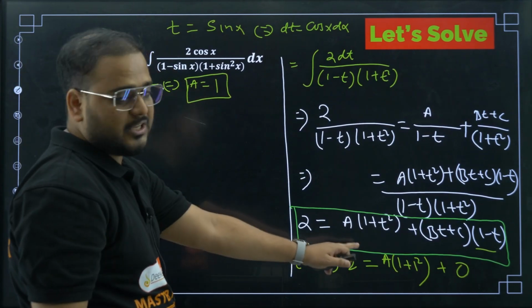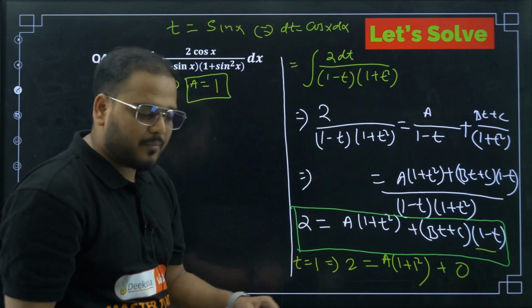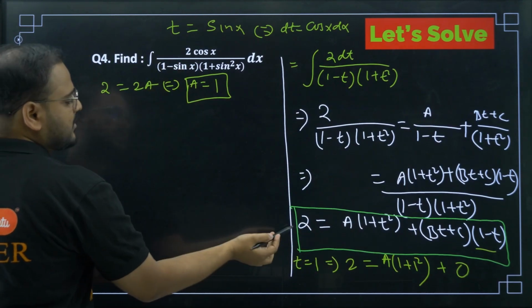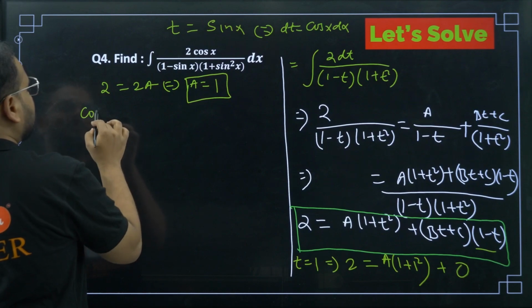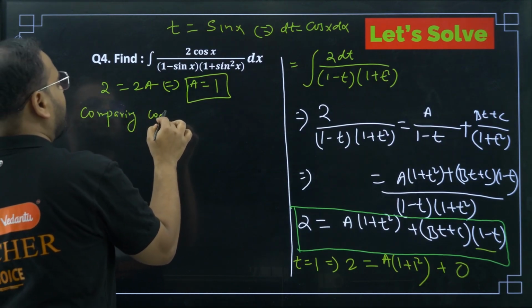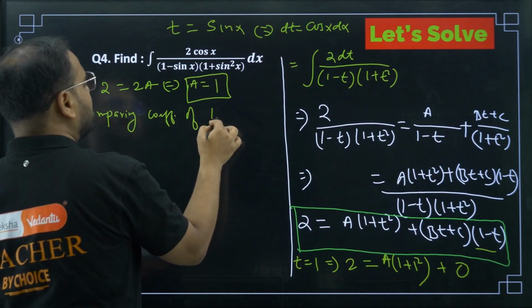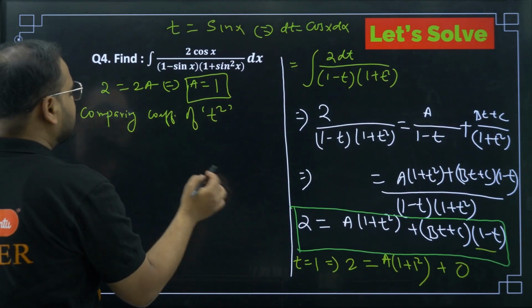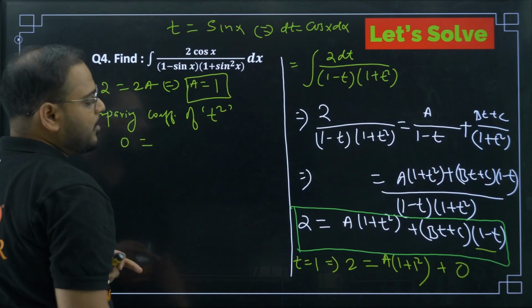I'll compare the coefficient of t square. There's no t square on the left, so that's why I'll compare it. Please check. What's the coefficient of t square on the LHS? Next step, comparing coefficients of t square. If I do that, the LHS is simply 0.